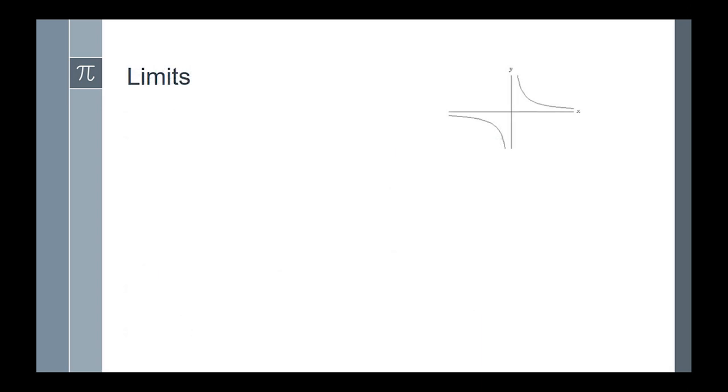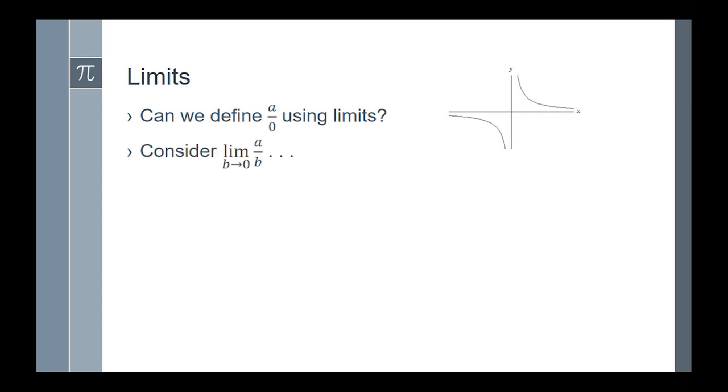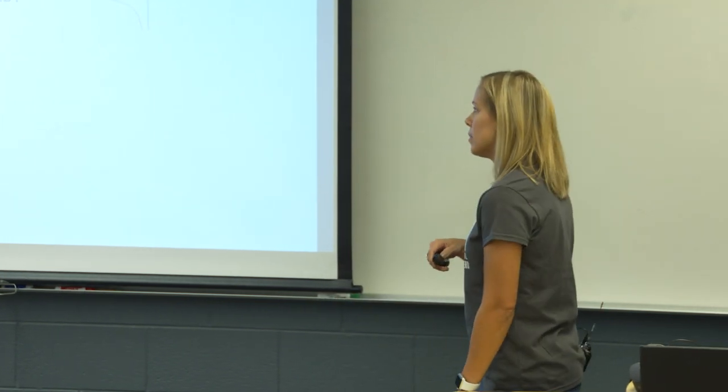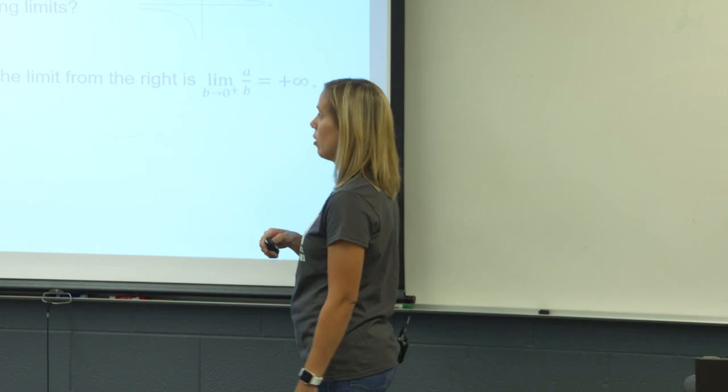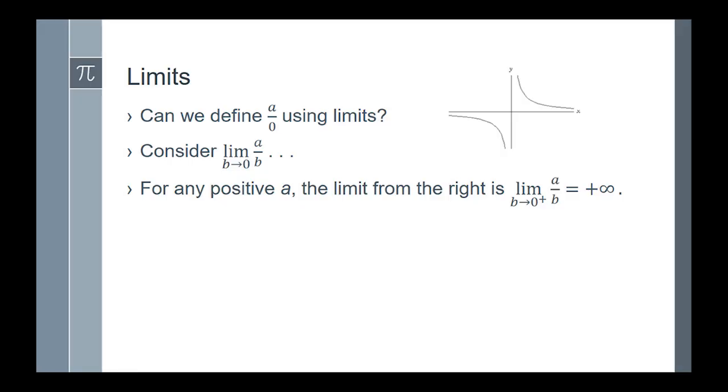Okay, let's look at limits. Can we define a over 0 using limits? Let's consider the limit of a over b as b is approaching 0. For any positive a values, we're looking at the limit from the right. This is similar to f of x equals 1 over x. The limit as we approach 0 from the right of a over b is going to be positive infinity. We're getting closer and closer.